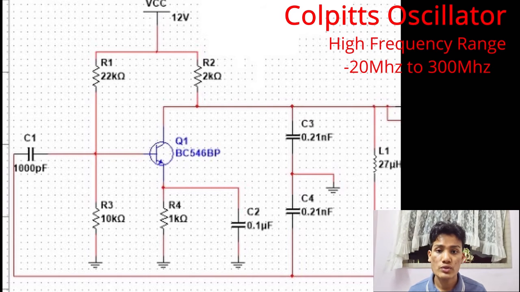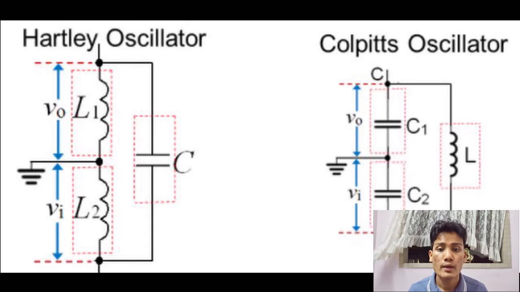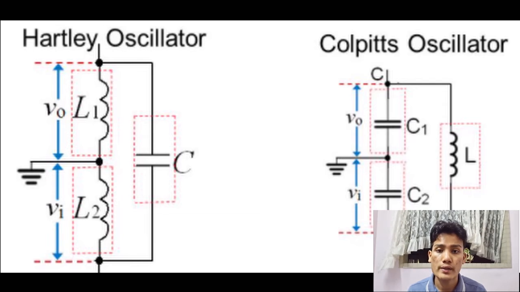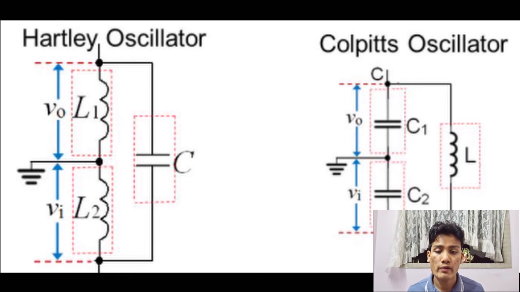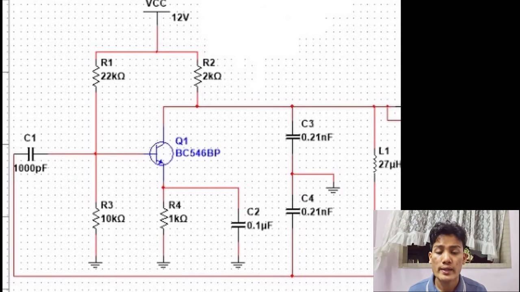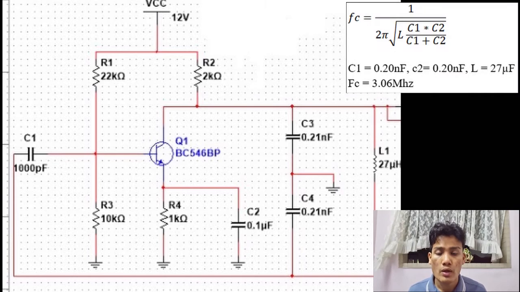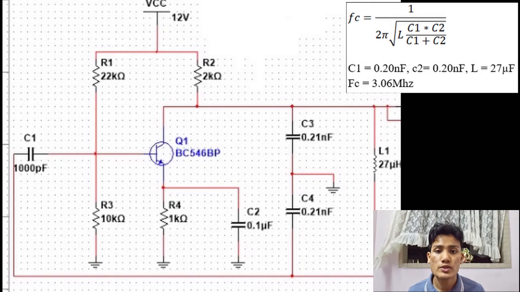And the reason we choose Colpitts rather than Hartley is because it can produce a purer sinusoidal wave. The difference between Colpitts and Hartley is that Colpitts has two capacitors in parallel with the inductor, and if we use Hartley, we have two inductors rather than two capacitors. The way that we can calculate the frequency output for our Colpitts oscillator is by using this equation. If we input all the values in the equation, we get around 3.06 megahertz.